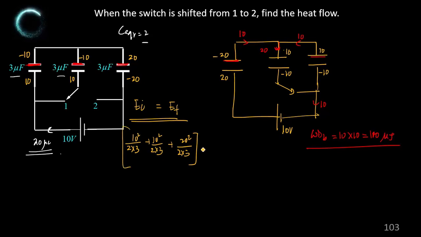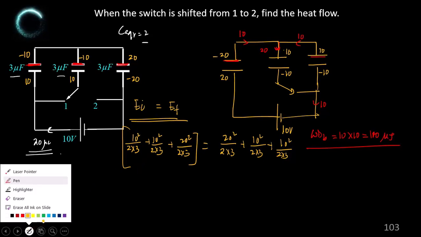Now finally the charge also remains same. Here also the charge remains same. Only thing is that the charge will alter on each and every plate. But since I am using the capacitor of 3 microfarad each, here also I can write 20 square by 2C is 3, plus 10 square by 2 into 3, plus 10 square by 2 into 3. So these two numbers are same. So what I can conclude is that initial energy and final energy both are same.